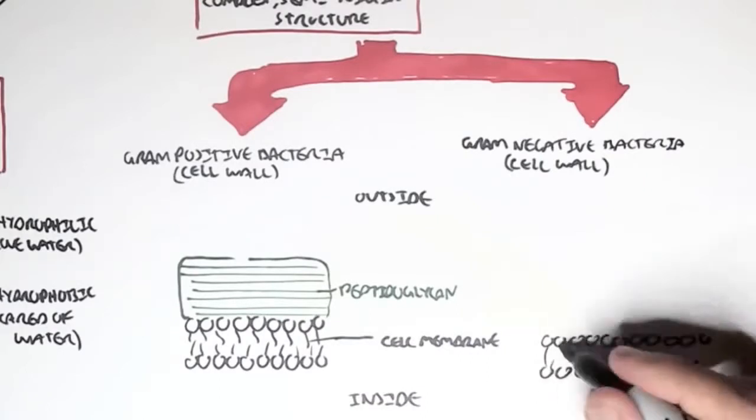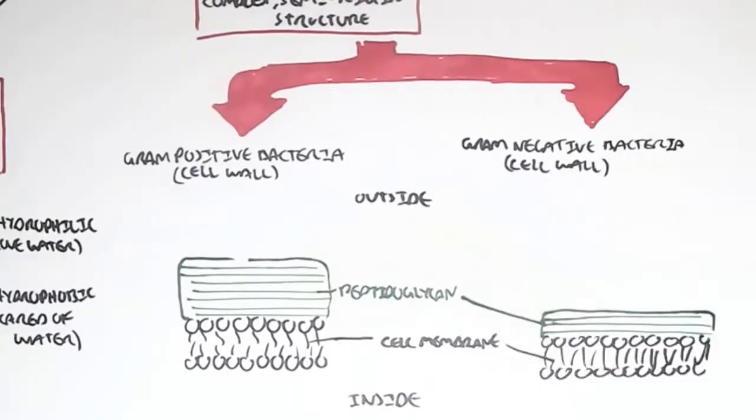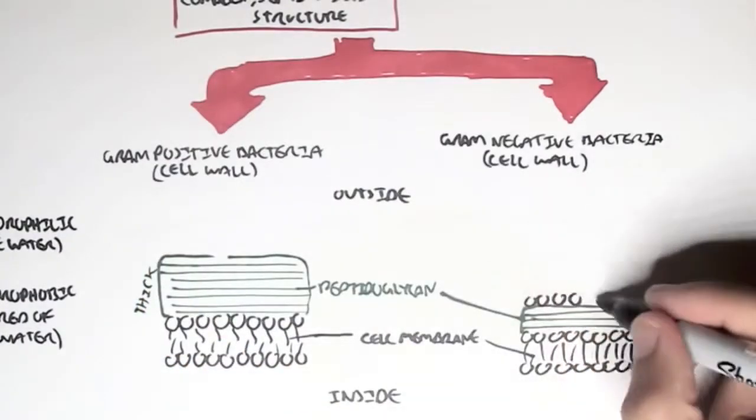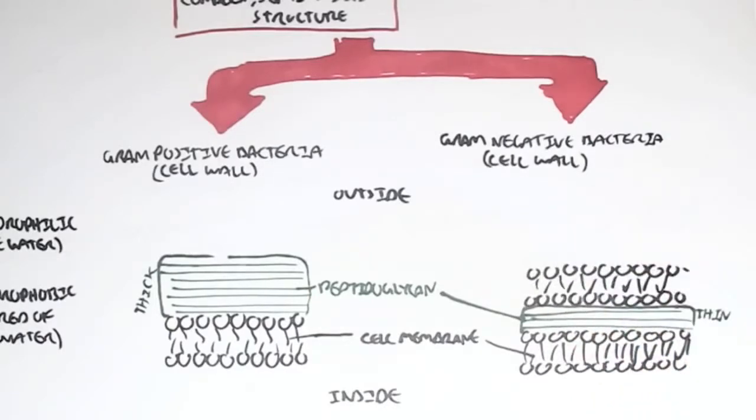The gram-negative bacteria also has a cell membrane, but it has a very thin peptidoglycan layer compared to the gram-positive. So gram-negative has a thin peptidoglycan layer, the gram-positive has a thick peptidoglycan layer. In addition to that, the gram-negative has an extra cell membrane above this thin peptidoglycan layer.